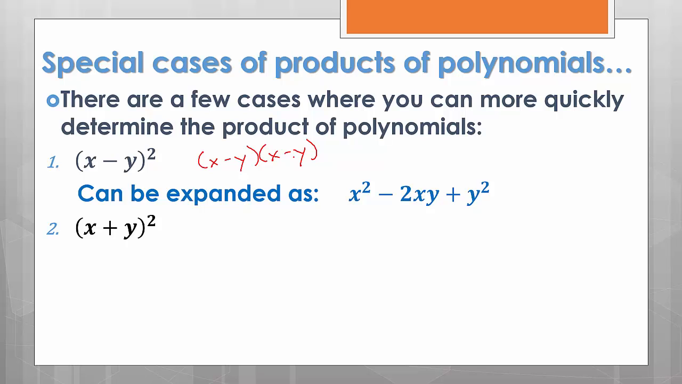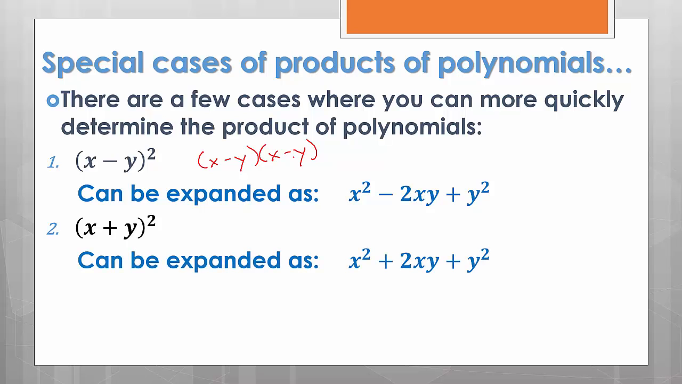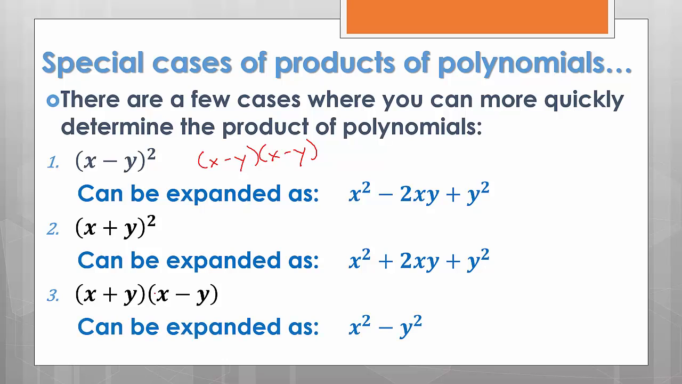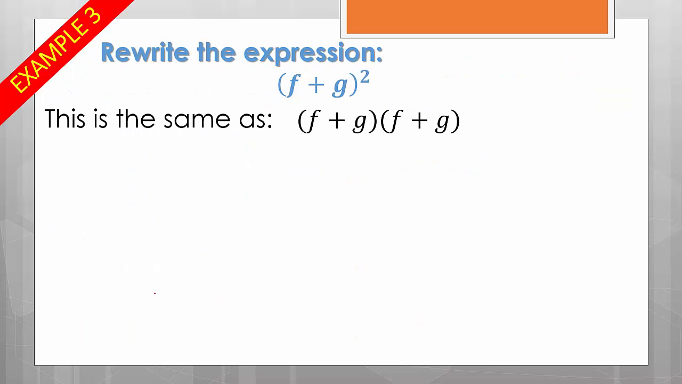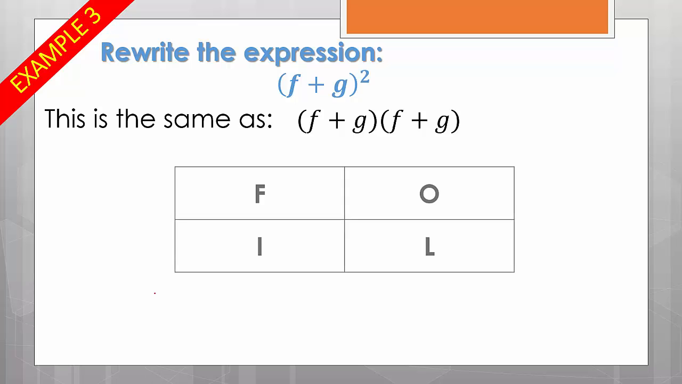(x plus y) squared is the same thing except everything's plus. And then if you have the exact same thing in both, and you're multiplying them by each other, you're basically only going to square the first and the last term and put a minus sign in between them. That's it. Okay? So if I asked you to rewrite the expression (f plus g) squared, it's the same as this, like I said. Okay?